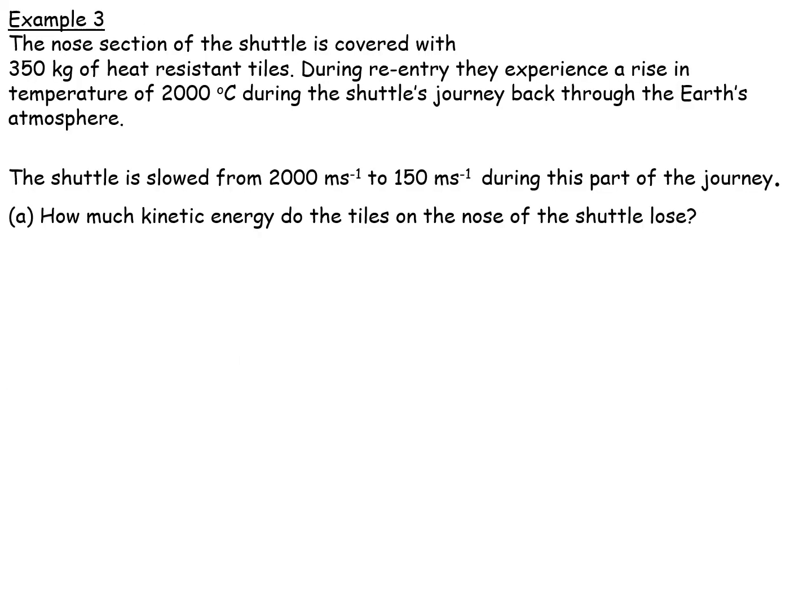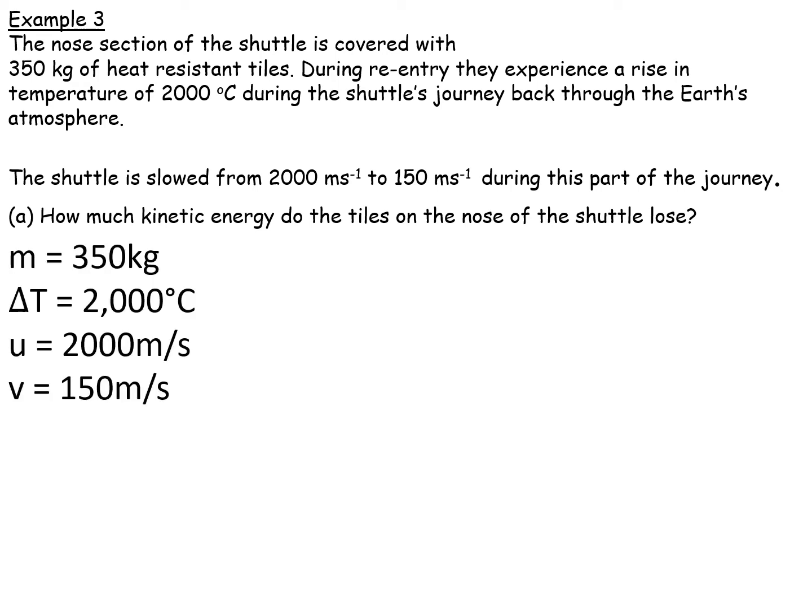Okay, let's look at how we do the first one. So again, we're using our KFC technique. So we've got mass is 250 kilograms. Now notice it's a change in temperature because it says it experiences a rise in temperature of 2000 degrees Celsius. If the temperature is rising, then it must have been changing. So that's why I've got it as delta T. Now I've called these U and V, so I know which one's the initial and the final speed.